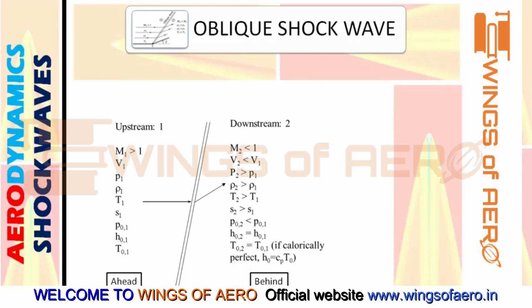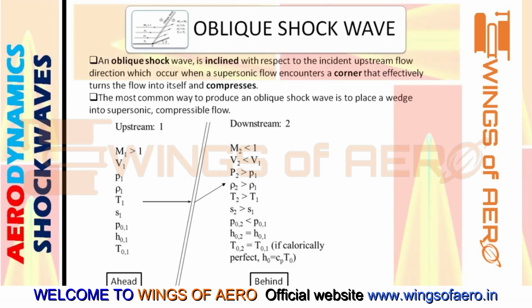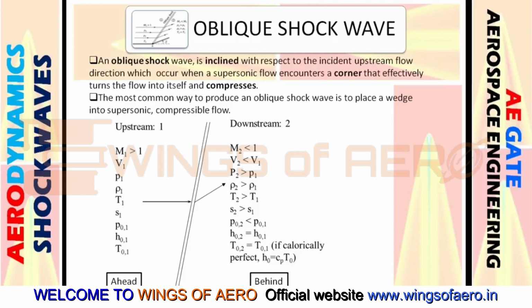Next comes oblique shock wave. So what is meant by oblique shock wave? When a shock wave is inclined with respect to the upstream flow. This is an upstream flow, and the wave is inclined at some angle, it is not perpendicular. So how is the normal shock wave different from oblique shock wave? Normal shock wave is 90 degrees, and oblique shock wave is inclined at some angle. That's the difference. And this oblique shock wave forms at a corner.